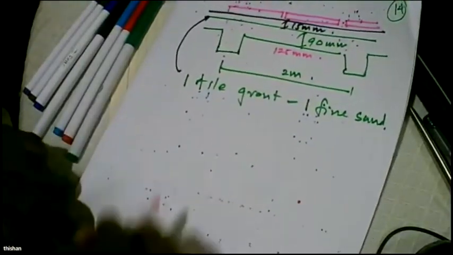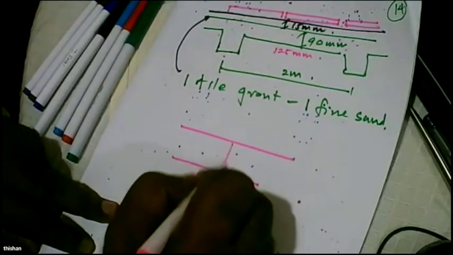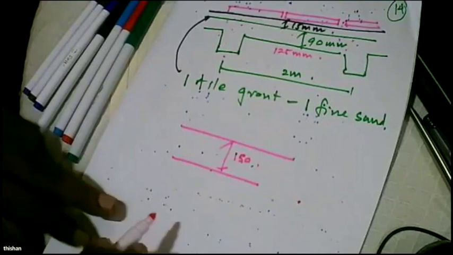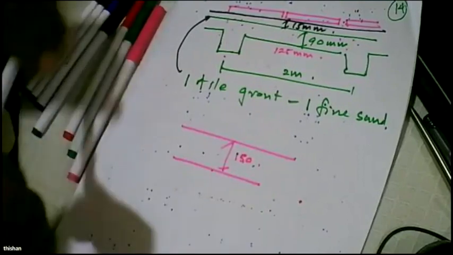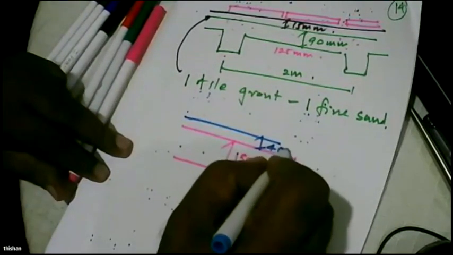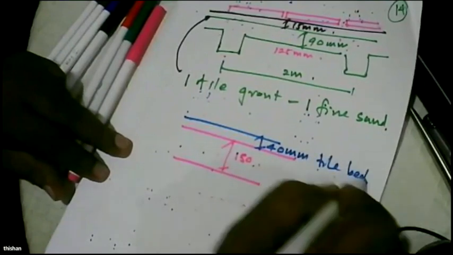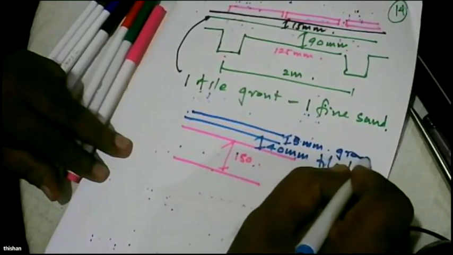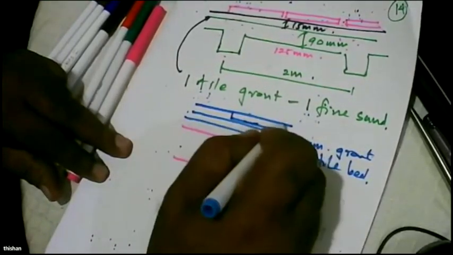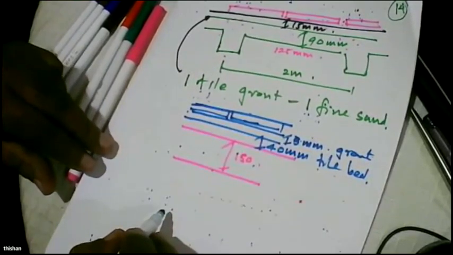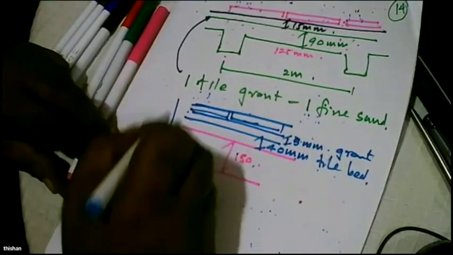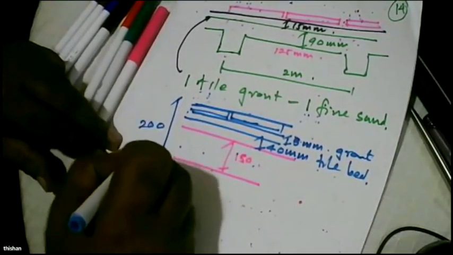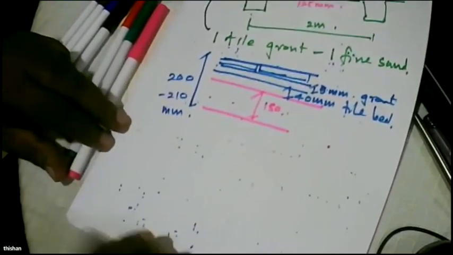Now let's compare this with what we generally do. 150 slab, because we are concerned about the sound insulation. Then we have around 40 millimeter tile bed. Then we'll use at least 5 millimeter grout and tiles. So what is the overall thickness? Around 200, about 200 to 210. And we save 75 millimeters.